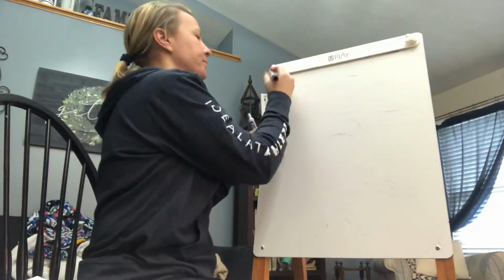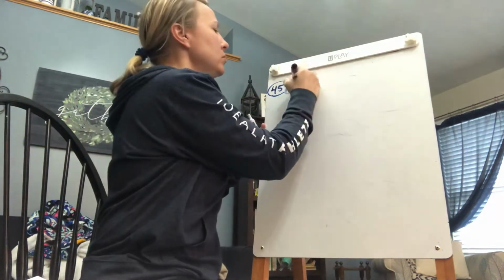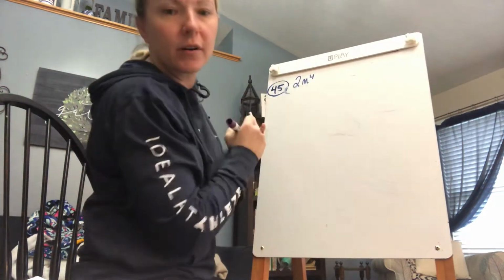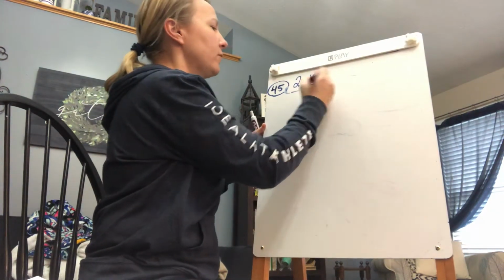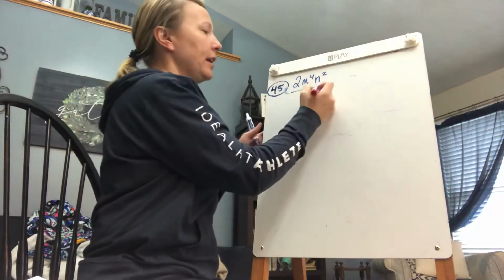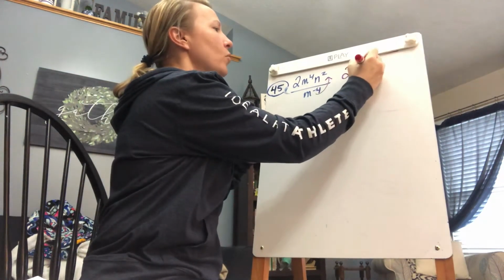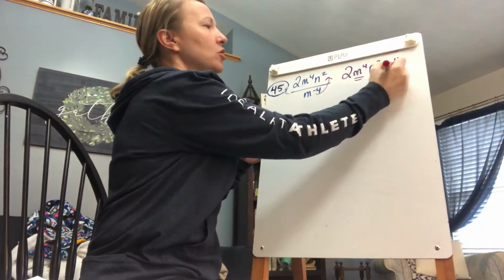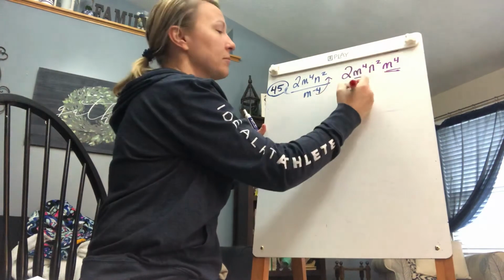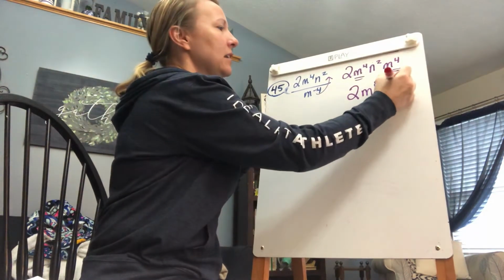45 says 2m to the 4 n squared over m to the negative 4. So I've got this negative exponent I don't want, so I'm going to move him up. So I have 2m to the 4 n squared m to the 4. I'm going to add like terms, add the exponents, so you get 2m to the 4 plus 4 is 8, n squared.